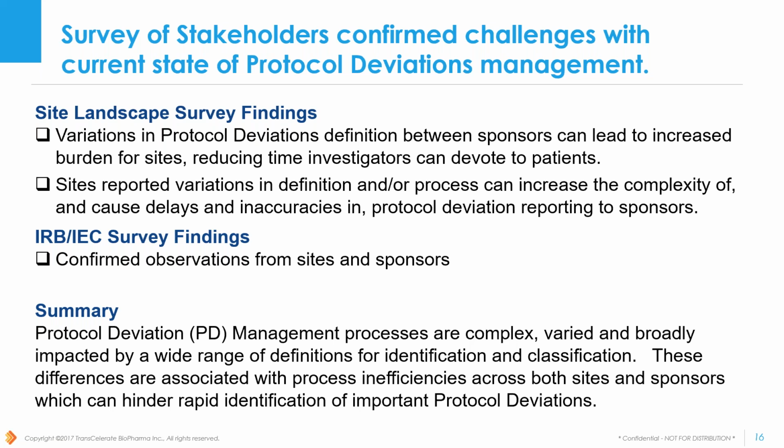So in conclusion, the whole PD field seems to be pretty complicated. It's varied in terms of how companies are handling it. And we're using different definitions in terms of important and critical and major. What do they even mean? And that leads to process inefficiencies. So sites struggle to comply with different requirements from different sponsors.